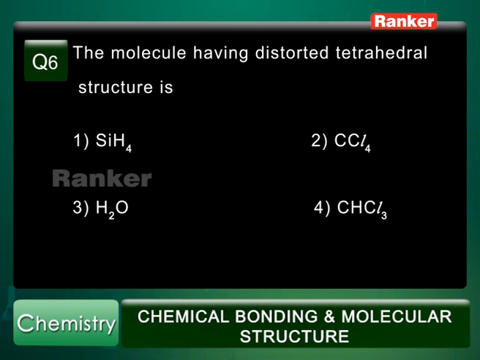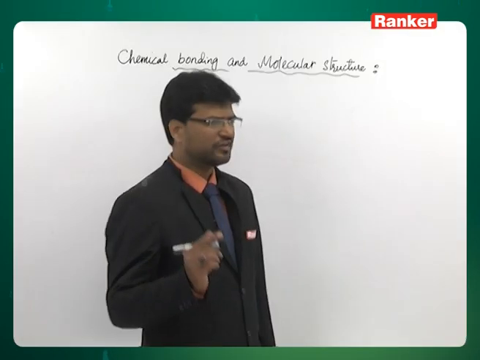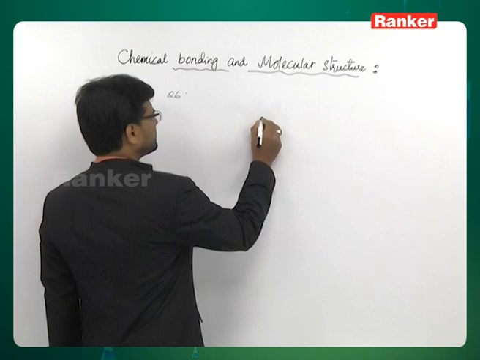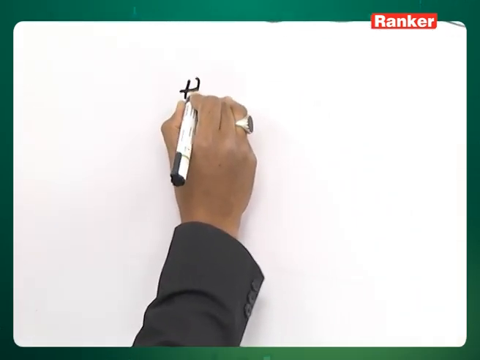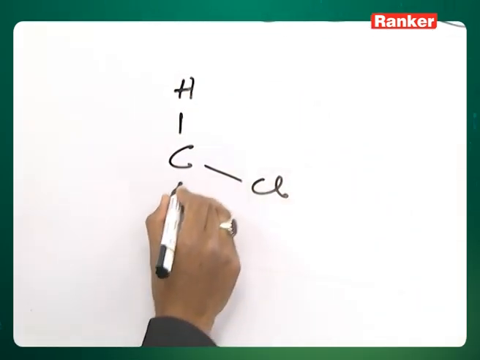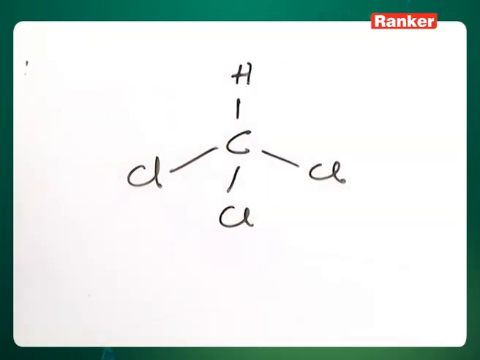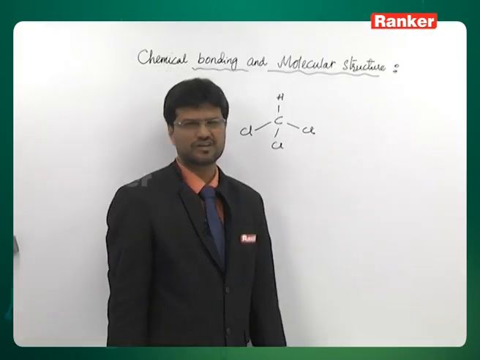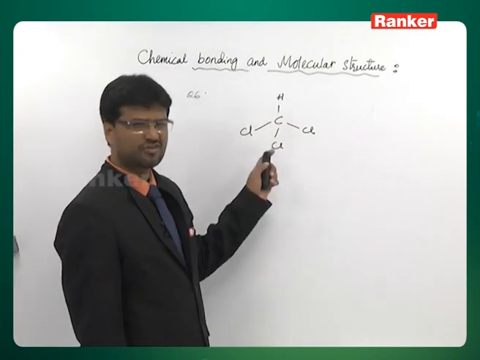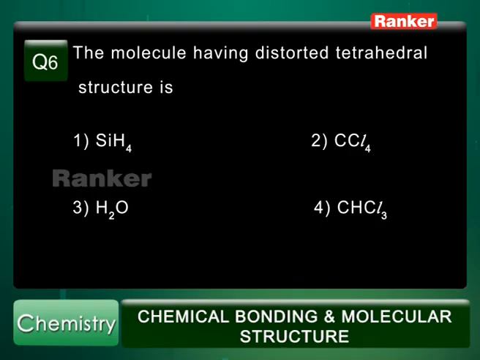So, it is a regular tetrahedral structure. So, the correct answer is CHCl3. It has a distorted tetrahedral structure. The reason you can see is one of the surrounding atoms is H, the other 3 are chlorines. So, because of this difference in these surrounding atoms, it becomes distorted, and this has a distorted tetrahedral structure. So, the correct answer is fourth option. The name of the molecule is chloroform. CHCl3 is called chloroform. It has a distorted tetrahedral structure.